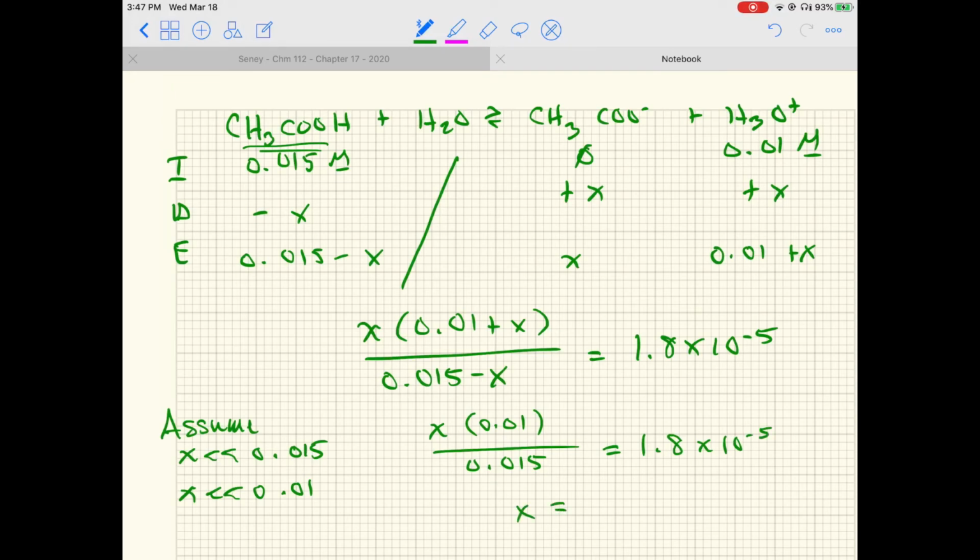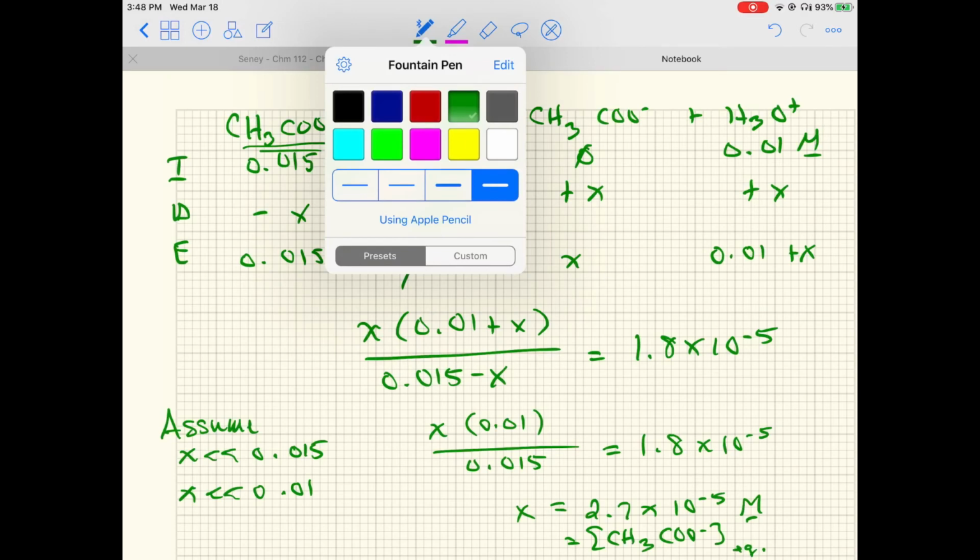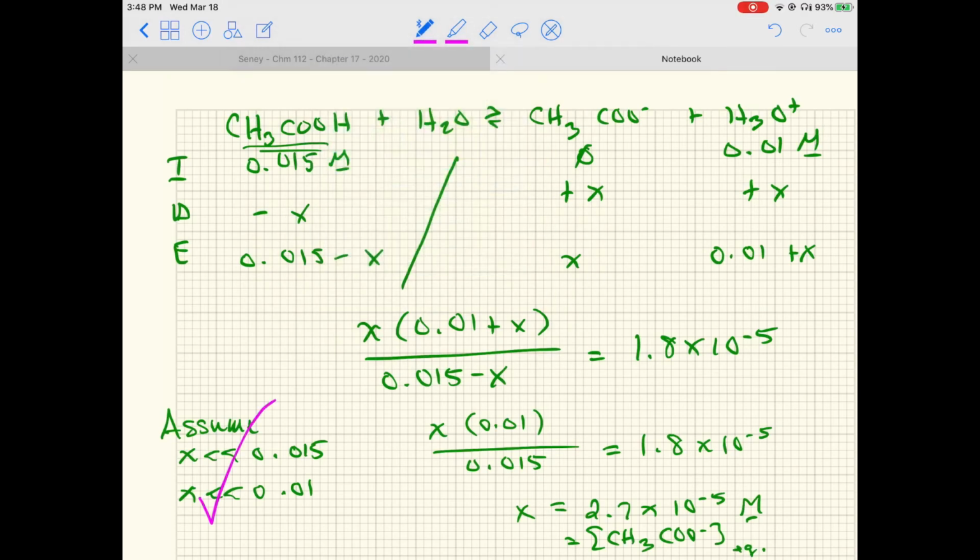And once we solve for x, we find out that that concentration is 2.7 times 10 to the negative fifth molar. And remember, x is actually equal to the concentration of my acetate at equilibrium. If we check the assumption, you're going to find out that your assumption is valid. It is less than 5%.